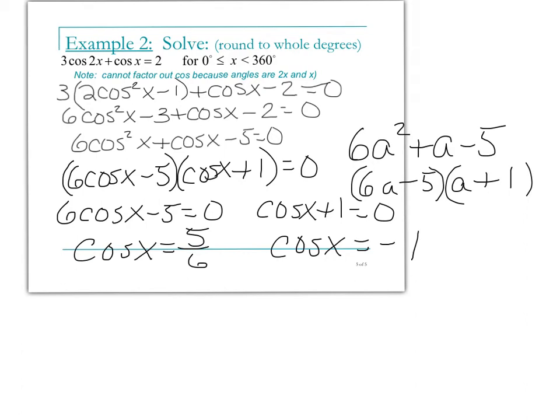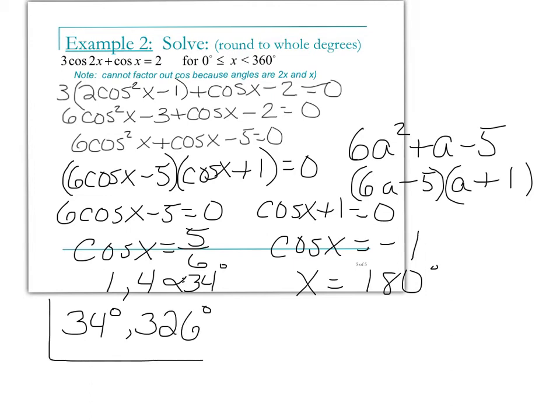We know when cosine's negative 1, x will be 180. I know that cosine for this one right here is positive, so it's going to be in quadrants 1 and 4. And the reference angle, if I use my calculator, is 34 degrees. So I'm going to say it's 34 degrees, and then in quadrant 4, it's 360 minus 34, so that's 326 degrees. So here are my answers.